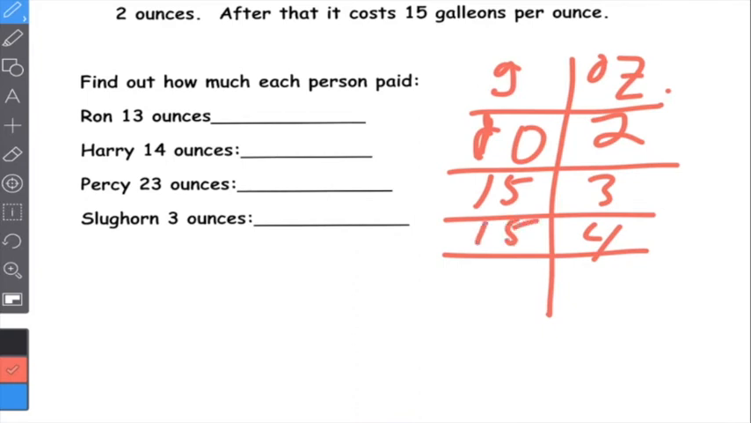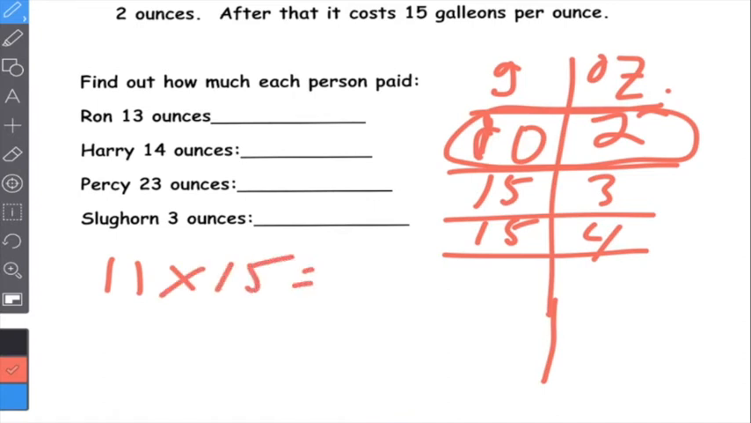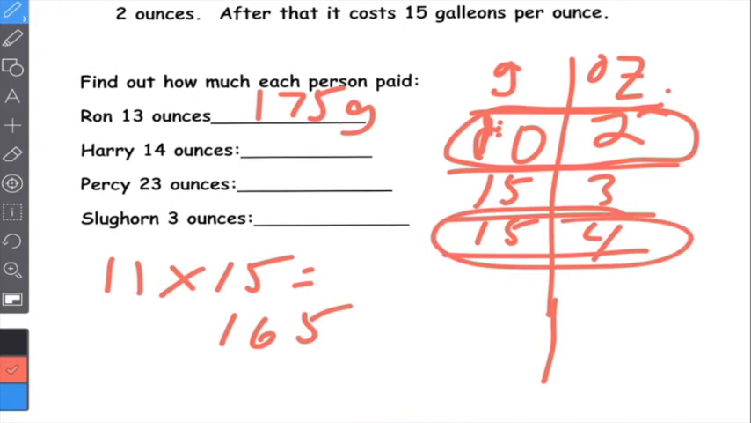All right, so if Ron does 13 ounces, there's a couple ways to do this. One way is to continue with our chart, or if you look at it, the first 2 are going to be 10. So if I subtract the first 2 from Ron, he has 11 ounces left. So we're going to times that by 15. When you times that by 15, you're going to get 165. But you have to add in the 10 for the first 2 ounces, so that's going to be 175 G for galleons. Well, Harry's going to be 14 ounces, so you're just going to add another 15. Remember, it's just another 15 because of the additional ounce. So that's going to be 190 galleons.